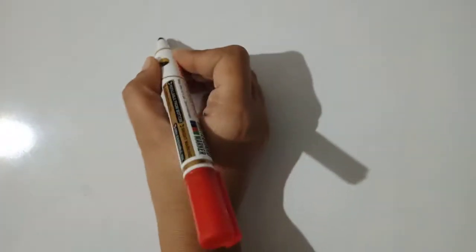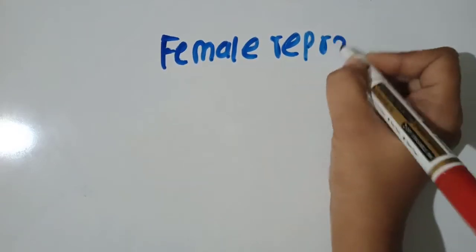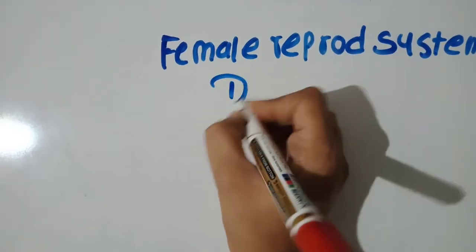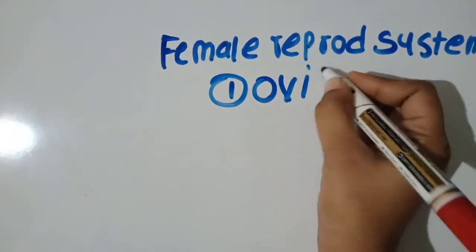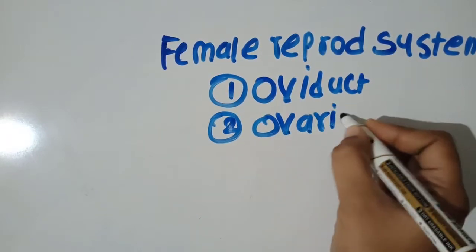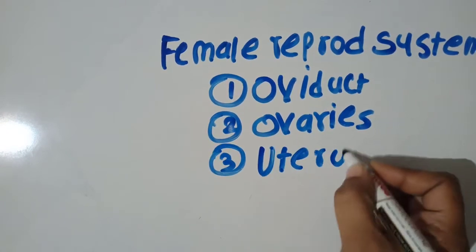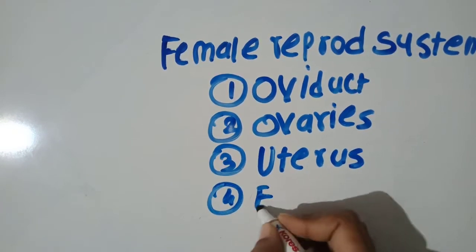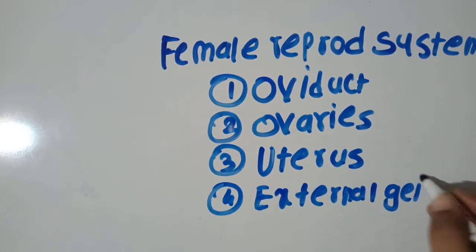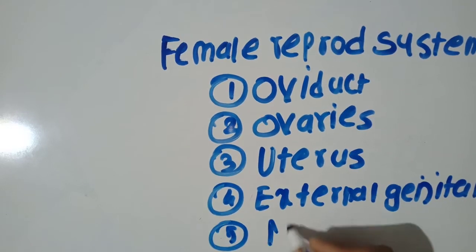Students, today we are going to see the female reproductive system, and we'll see the parts in the female reproductive system. The first is the oviduct, that is also called the fallopian tube. Second is the ovaries. The third one is the uterus. The fourth one is the external genitalia. And the last one is the mammary glands.